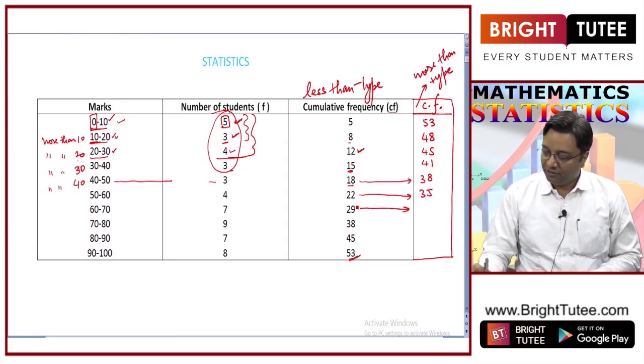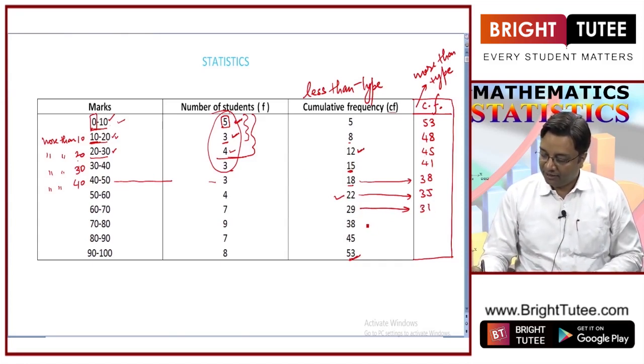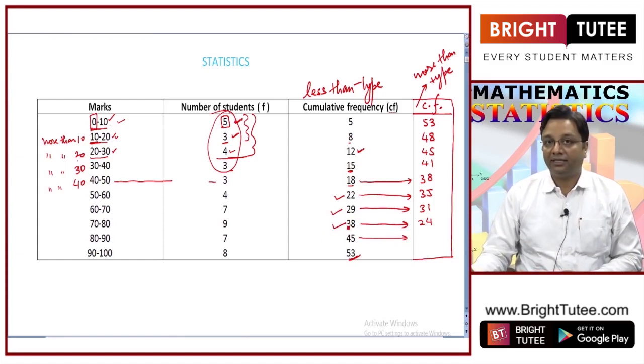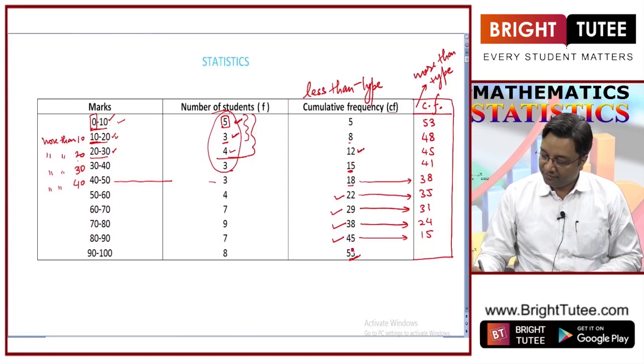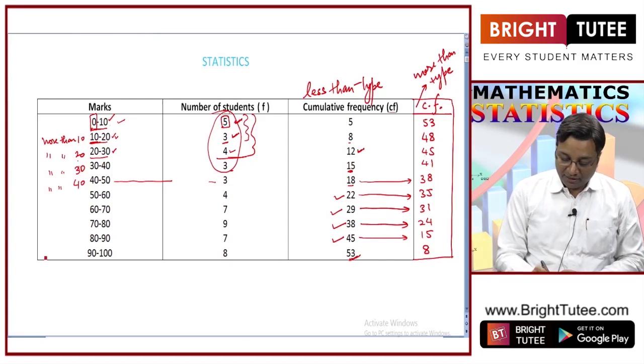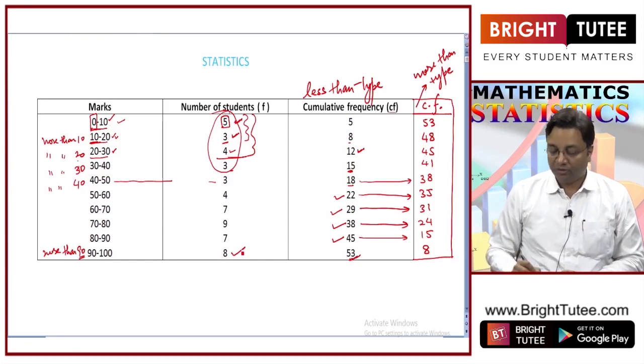For the next one, you will subtract 22 out of 53. So, it will give you 31 here. For the next one, 53 minus 29. So, it will give you 24, right. For the next one, 53 minus 38, that is 15. For the next one, 53 minus 45, that is 8. So, now there are 8 students who have got more than 90 marks, which is true also, right.